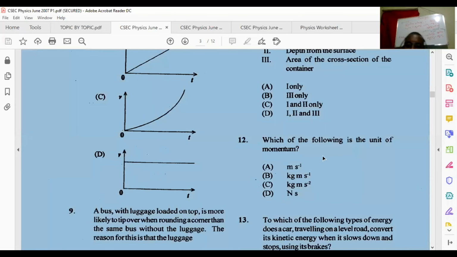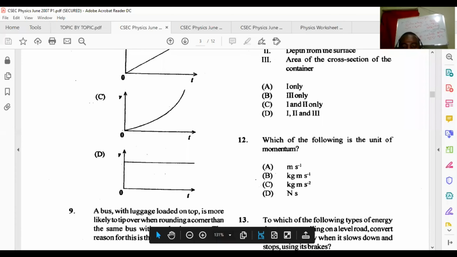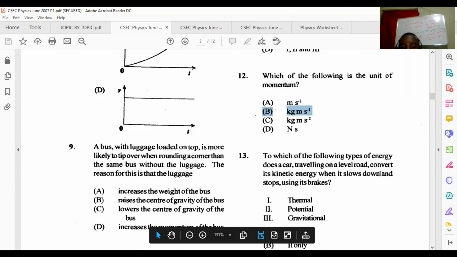All right, question 12. Which of the following is the unit of momentum, which we just did? So the answer is B. All right, so kilogram meters per second.